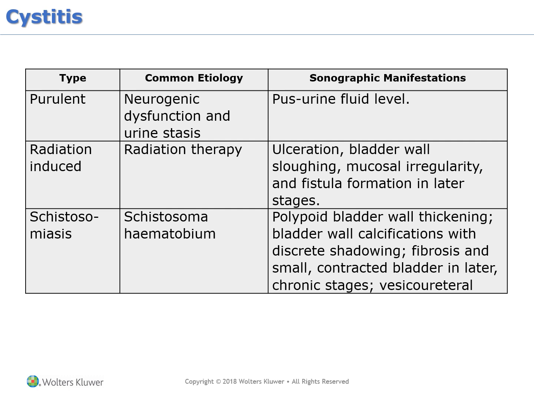And then there's schistosomiasis, and this is caused by that Schistosoma haematobium, which, remember, is a parasite. And when that parasite is in the urinary tract, it can cause polyps or polypoid bladder wall thickening. It can cause wall calcifications with shadowing, fibrosis over time, and a contracted bladder in chronic stages.